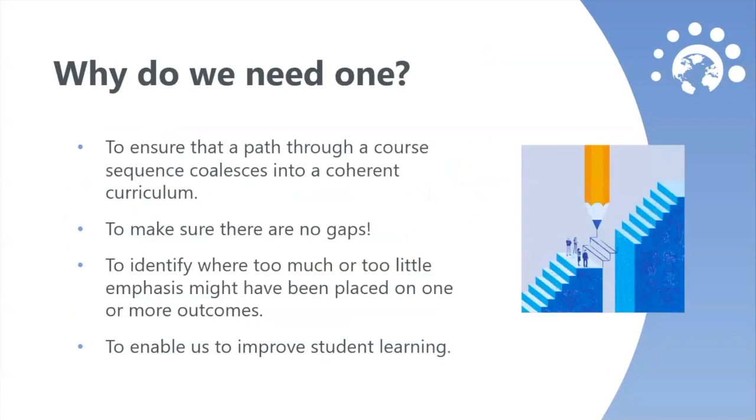We need one to ensure that a path through the courses coalesces into a coherent curriculum. A collection of courses is not necessarily a coherent curriculum. So we need to make sure there are no gaps, and also to identify where too much or too little emphasis might have been placed on one or more outcomes. And that enables us to improve student learning.